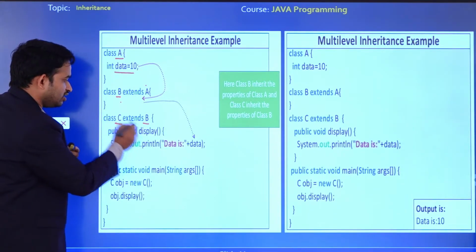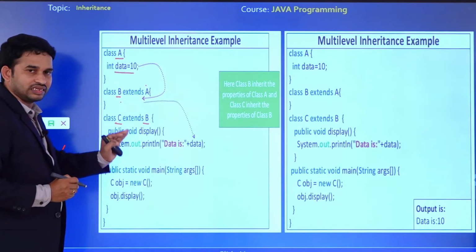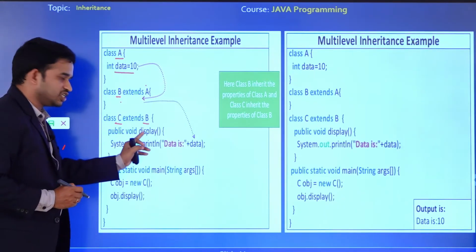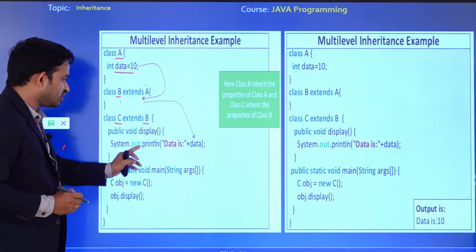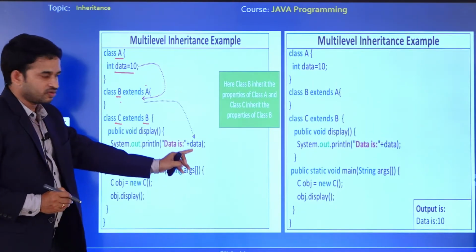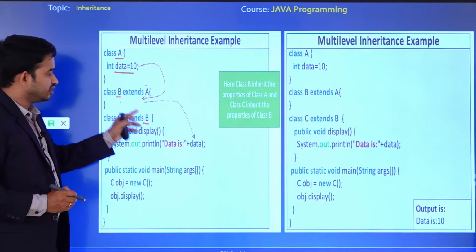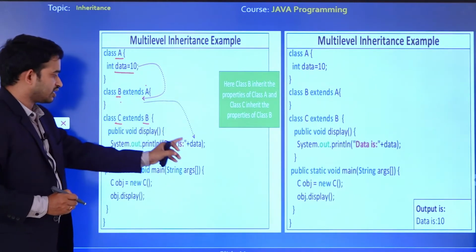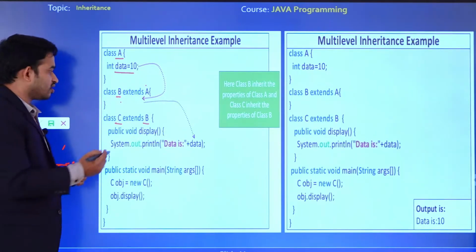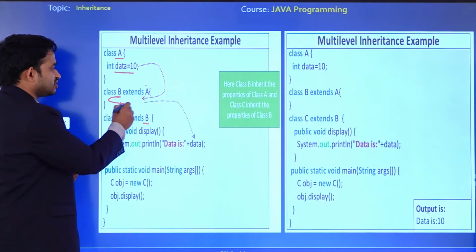Here, public void display. I am going to declare one method inside class C, that is the display method. Here System.out.println("data is" + data). What is the data available here from class B? Here data means 10. So 10 is displayed. It's a simple program, right? We can also declare any of the methods or variables here.